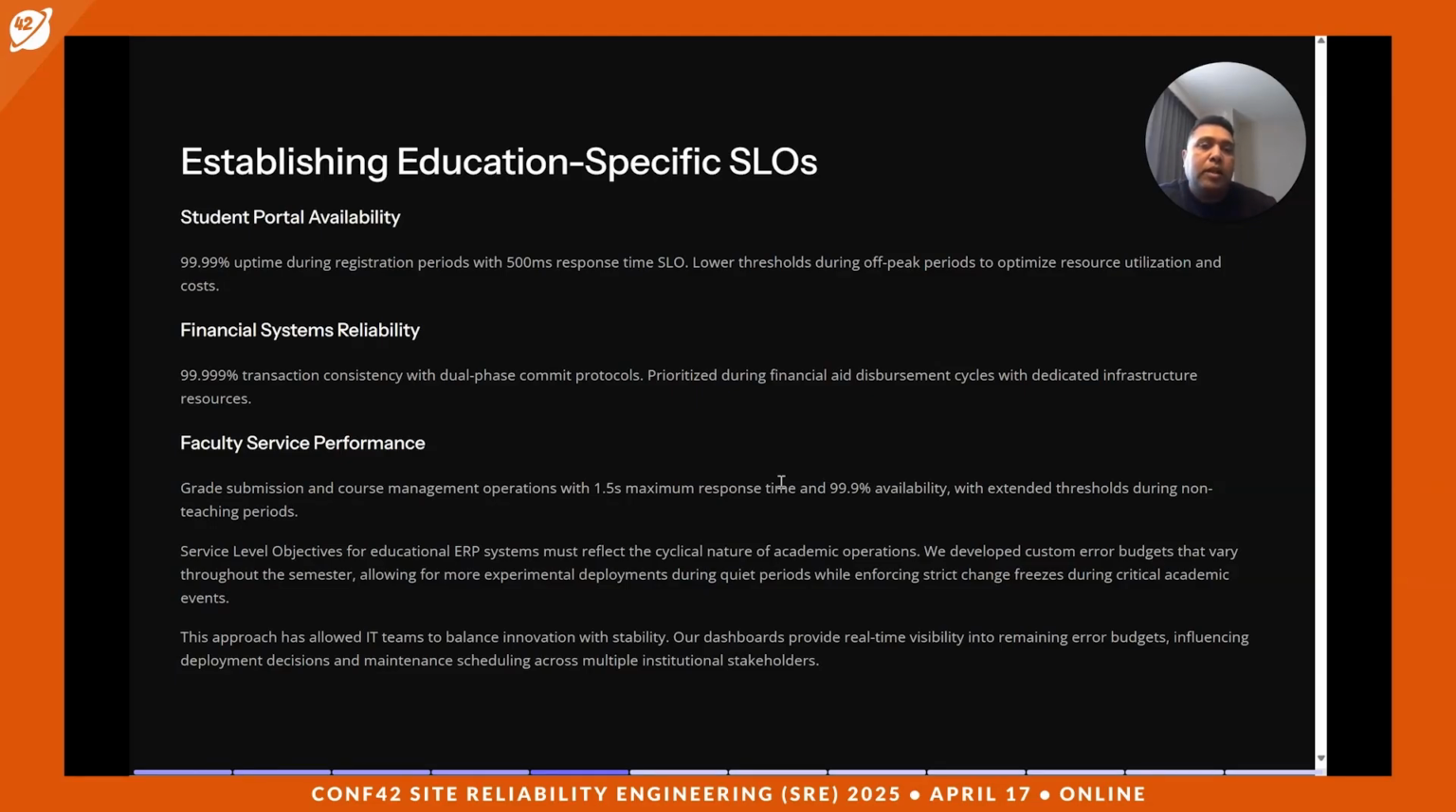It is very important that there are some change freeze times so that it does not impact the peak period. This approach has allowed IT teams to balance innovation with stability, and our dashboards provide real-time visibility into remaining error budgets, influencing deployment decisions and maintenance scheduling across multiple institutional stakeholders.